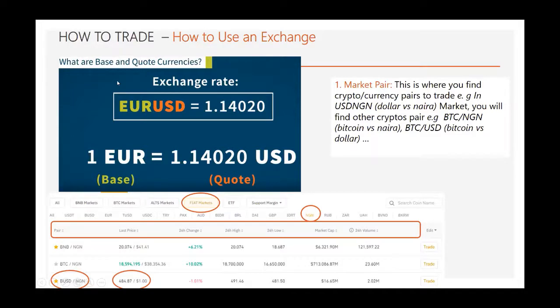Now, let me explain a little bit about this pair using the Forex concept. This is a concept from Forex. They call it the base and the quote currencies. Please, you can write down your question and post it in the WhatsApp group later, so that I can answer for anyone you don't understand. But for now, I want to just speak to make things faster.